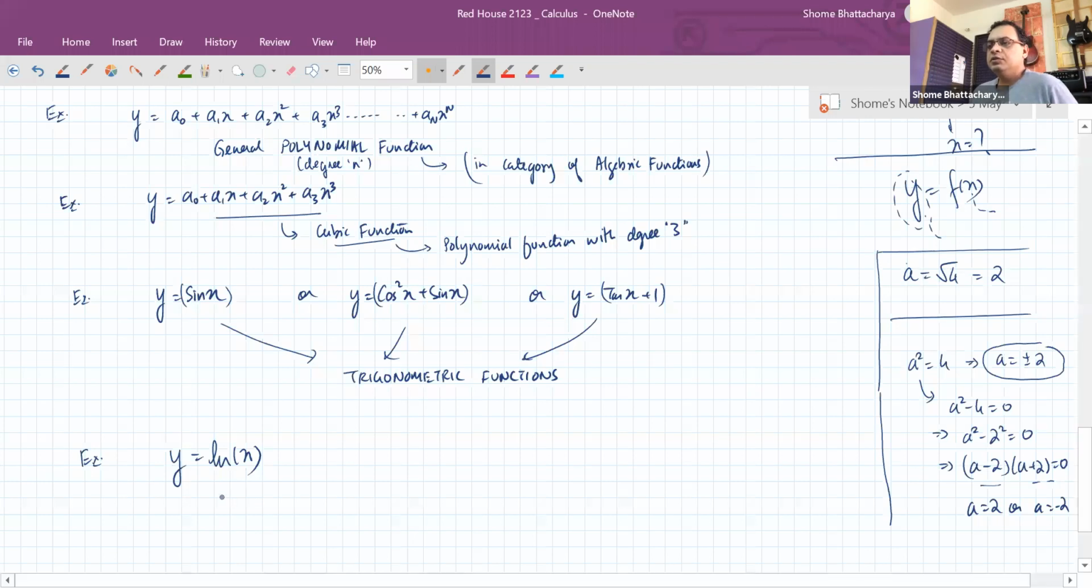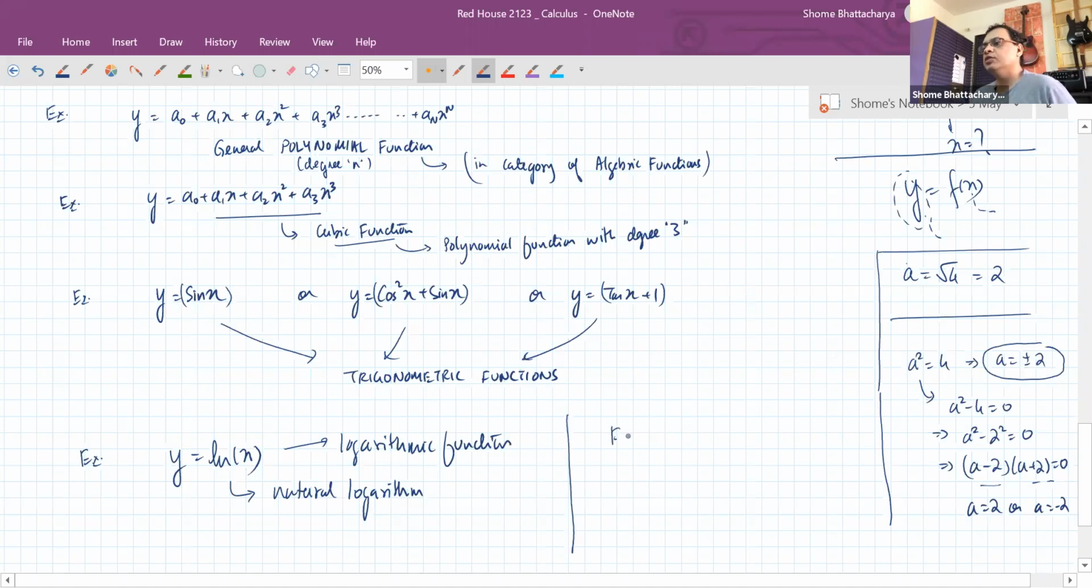Yeah, so this is a term we will learn very soon, but I'm just giving you some examples of different types of functions. This is called natural log. And this is in general called a logarithmic function. Okay. So these are some of the common types of functions. Out of this, the algebraic functions are the most common.